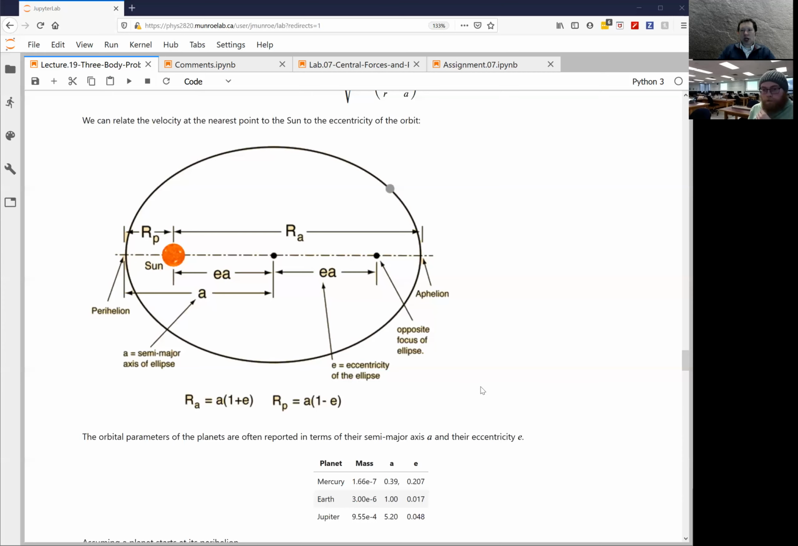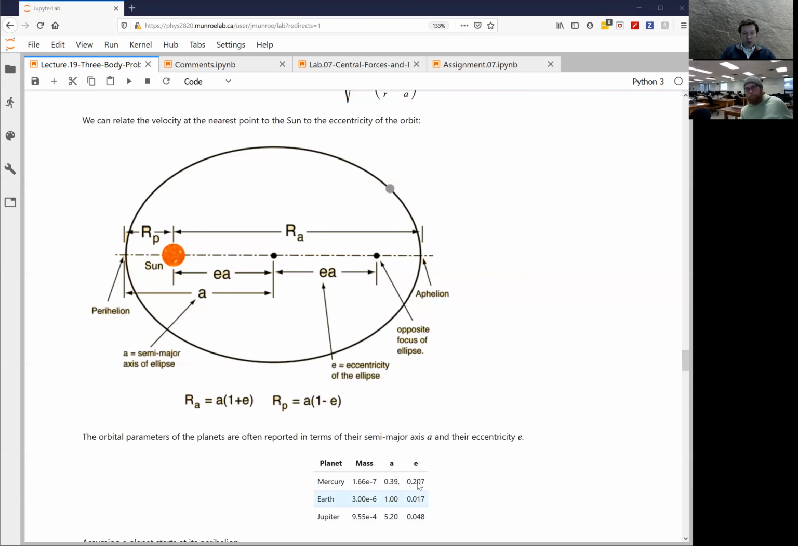If you look up the orbital parameters of Mercury or Earth or Jupiter, you're going to find them described in terms of how long the semi-major axis is and what the eccentricity of the orbit is. Now, eccentricity is a number between 0 and 1. If it's 0, it's circular. If it's bigger than 0, it's elliptical. The Earth and Jupiter have fairly circular orbits. Their eccentricities are close to 0. Mercury is a bit more eccentric. It's got an eccentricity of 0.2.